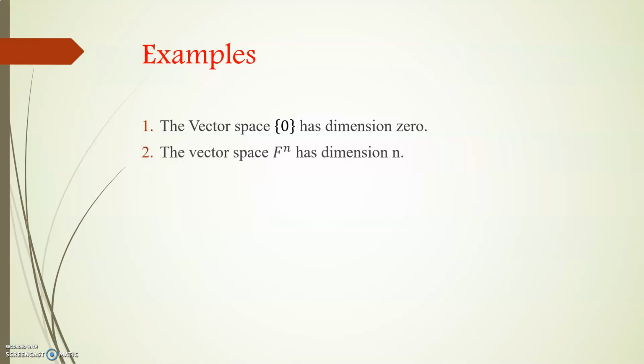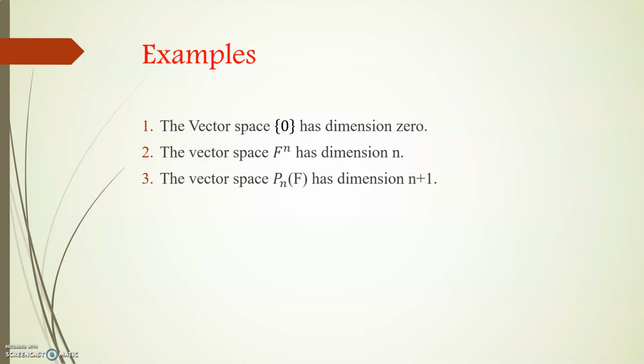Next, we are going to see examples of finite dimension. The vector space singleton set {0} has dimension 0. Next, the vector space F power n over the field F has dimension n. So, the dimension of F^n over F is n. The vector space Pn of F has dimension n plus 1.